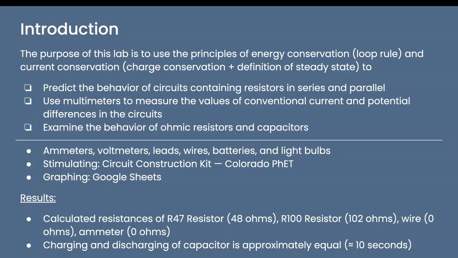We use ammeters, voltmeters, LEDs, wires, batteries, light bulbs, an online circuit construction kit, and Google Sheets to do this experiment. The results we found were that the resistance of the R47 resistor is 48 ohms, the R100 resistor is 102 ohms, and the wire and the ammeter are 0 ohms. Charging and discharging of the capacitor takes approximately 10 seconds.